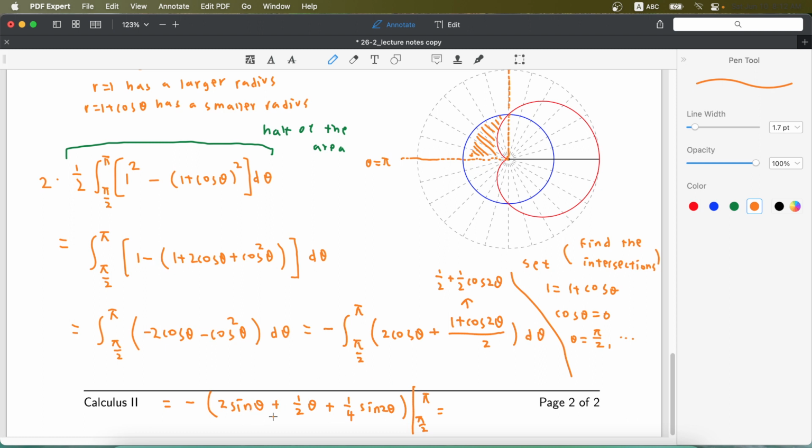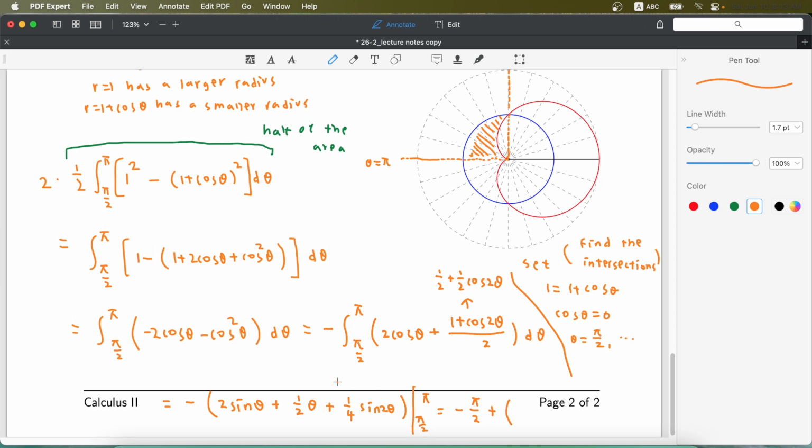Sine pi is 0, sine 2 pi is 0. So we have 1/2 times theta, so pi over 2. That's for the upper bound. Now you have to subtract. When you plug in the lower bound, notice that there is a minus sign, so it should be a plus.